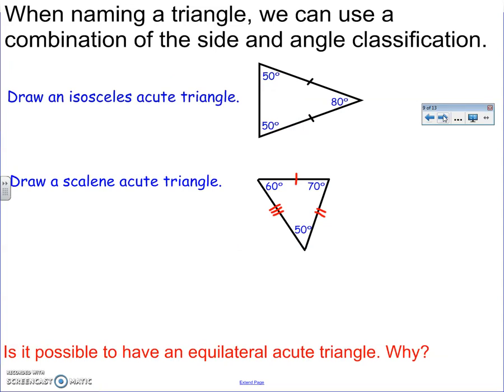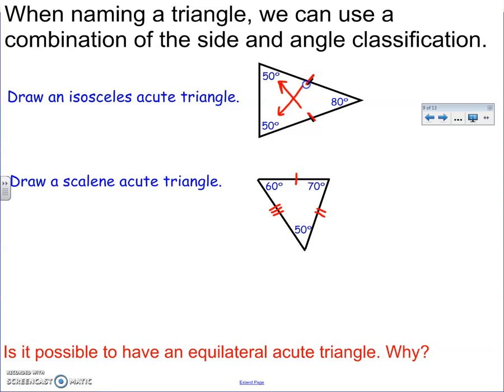All right, same thing, but isosceles acute. That's possible. Notice these two sides are the same. If I go across from them, those two angles are the same. And then the third angle is 80. So 50, 50, 80, all three angles are less than 90. So that is an acute triangle. And two sides are the same, so that is also isosceles.